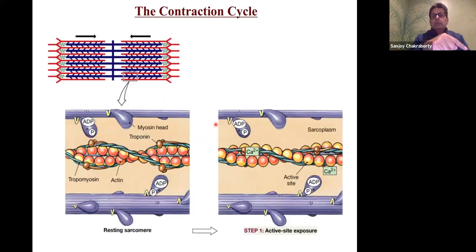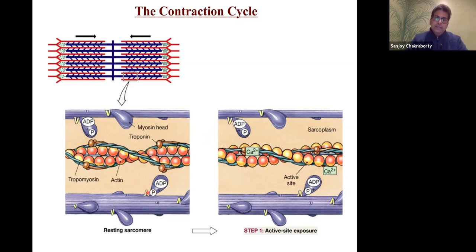This is the power stroke, meaning what happens when the myosin head binds to the exposed active site. Remember, ordinarily the active site is closed. The active site, the yellow part, is closed by the molecule called tropomyosin, and troponin is the protein that keeps them intact.